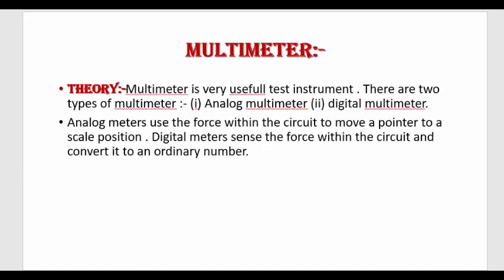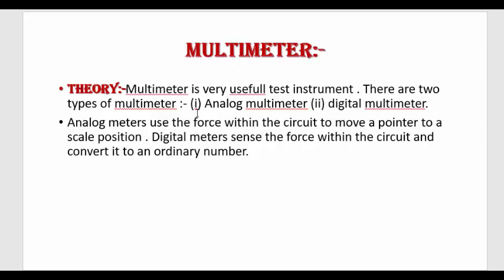Now what is the theory of this multimeter? A multimeter is a very useful test instrument because it is used for multiple purposes. That's why it is called a multimeter, or sometimes it is known as a multi-tester. There are two types of multimeters, analog multimeter and digital multimeter. Analog multimeters use the force within the circuit to move a pointer to a scale position. And digital meters sense the force within the circuit and convert it into an ordinary number.